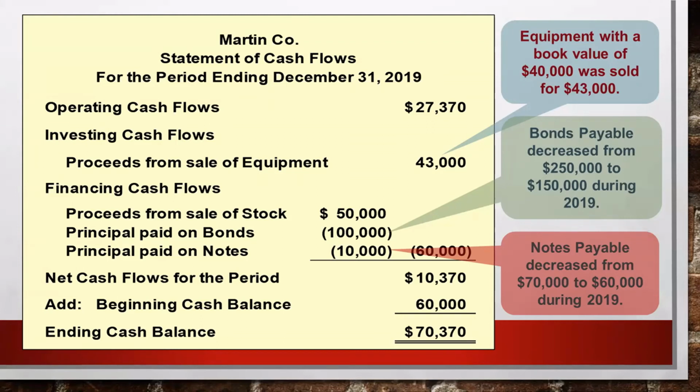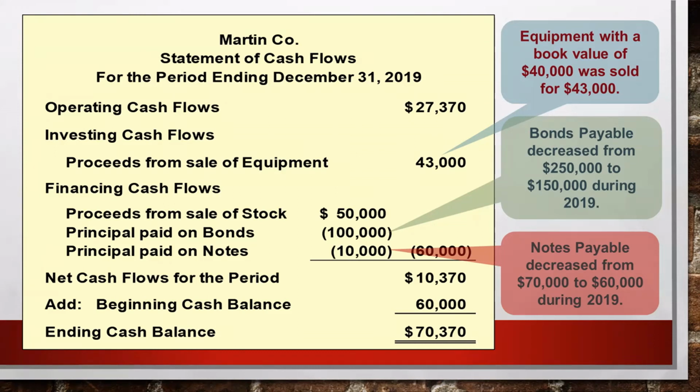Let's look at the completed statement of cash flows. The operating cash flows amount is $27,370 as we just calculated on the previous slide. The investing section includes only the cash inflow of $43,000 from the sale of equipment.